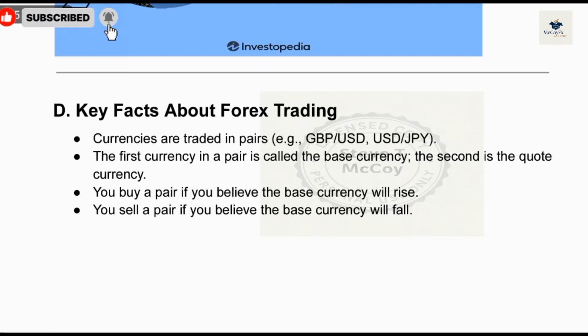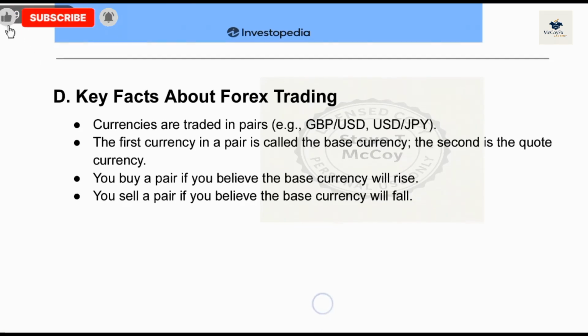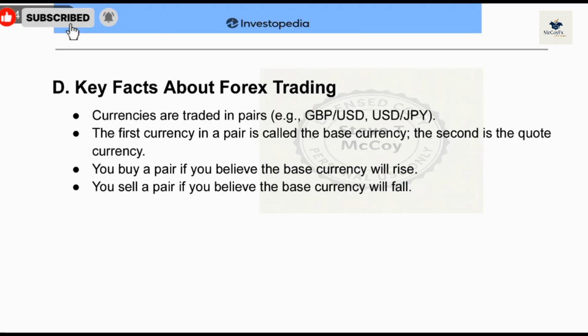Now let's go to D, key facts about forex trading. 1. Currencies are traded in pairs. Example, GBP against the USD or USD against the JPY. GBP is the Great Britain pound and the USD is the US dollar. The same applies to USD against Japanese yen. So you can't trade only one currency. It must pair with another currency for you to be able to do the exchange. That is what we call a currency pair.